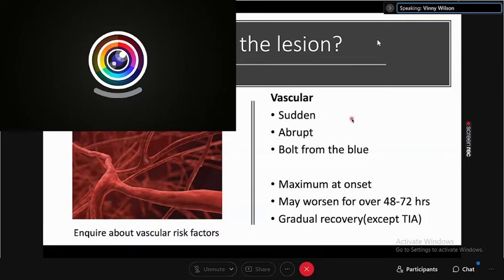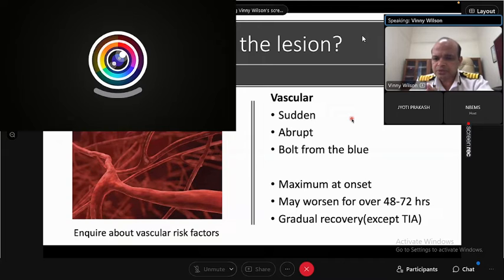Another aspect of a vascular etiology is that it is usually maximum at onset. So an embolic stroke would be maximum at onset. The patient would wake up with the maximum deficit, grade 1 power, grade 0 power. And then as the days progress or as the months progress, he will slowly recover from it. Rarely in vascular events, they may worsen over the next 48 to 72 hours. This happens because of the edema that surrounds the lesion. And after 3-4 days, the edema starts to settle down and the patient starts improving.